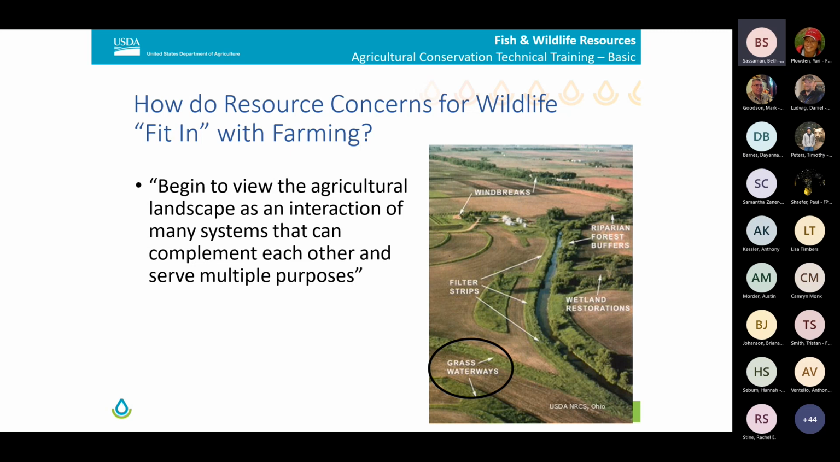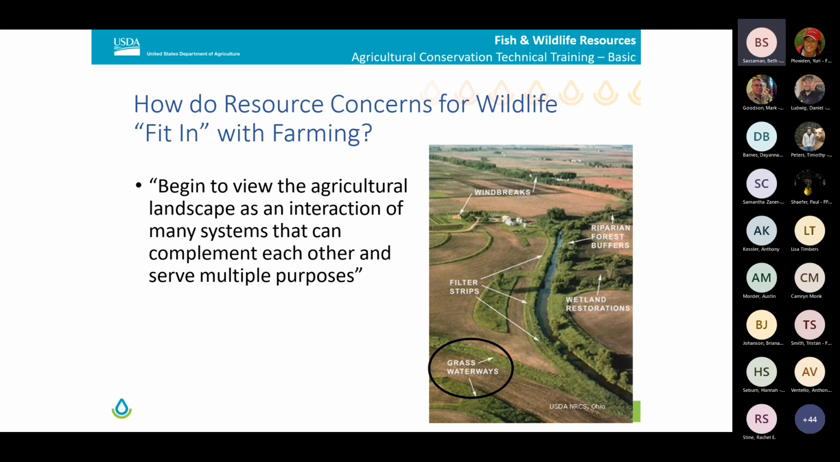So this diagram has windbreaks in this picture, there's forested riparian buffer, there's a wetland, there are filter strips of perennial grass waterways. These things are all typical practices that you see on a cropland system, but they are beneficial to wildlife. We use the CREP program quite a bit in Pennsylvania to establish wildlife habitat in both buffer situations, but also upland grassland situations as well.